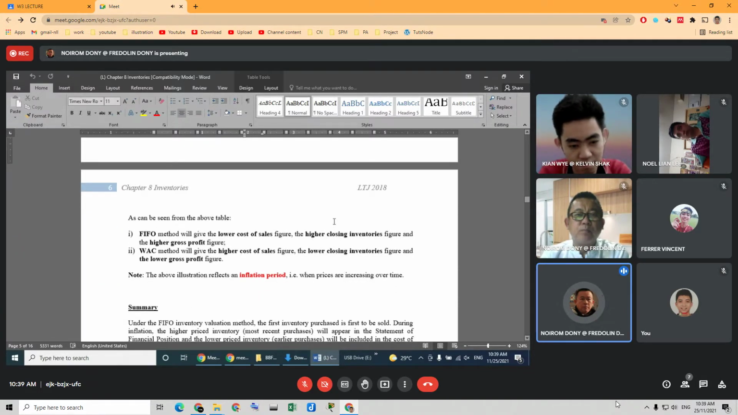Okay, so first in, first out method will give the lower cost of sales figure, the higher closing inventory figure and the higher gross profit figure, like what I've explained to you just now. Yeah? And then weighted average method will give higher cost of sales figure, the lower closing inventory figure, and the lower gross profit figure. Why? Because of the averaging process, that is smoothing the cost per unit. So the above illustration reflect an inflation period, okay, when prices are increasing over time.